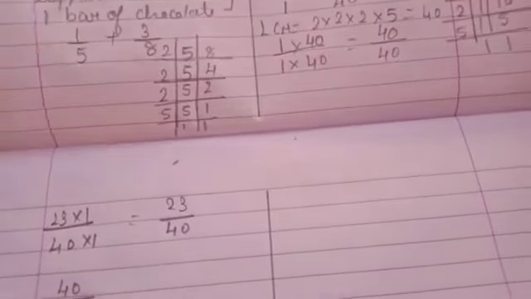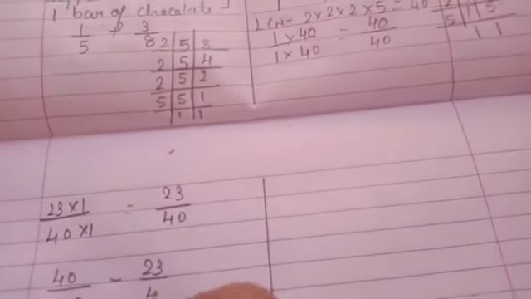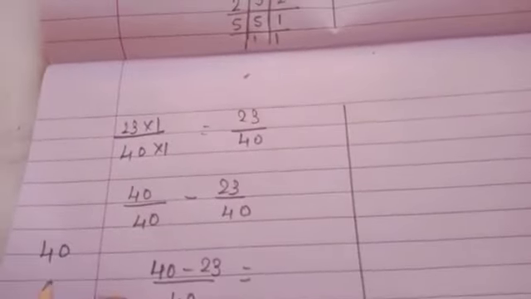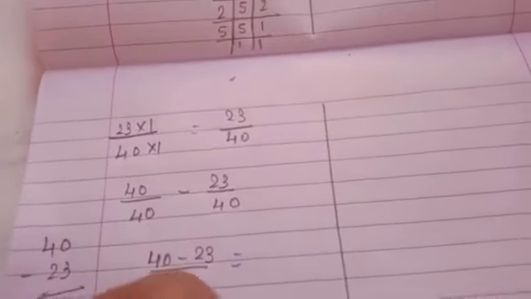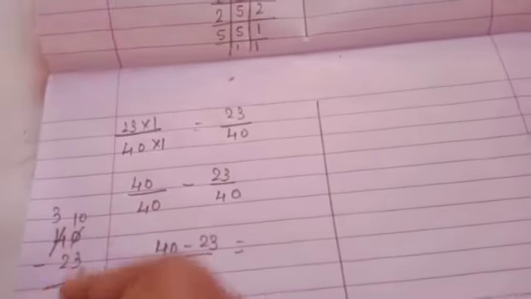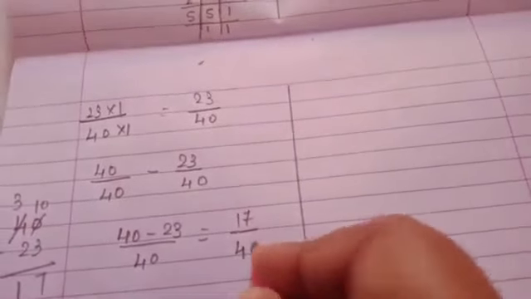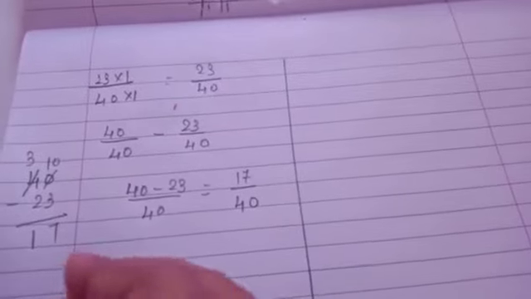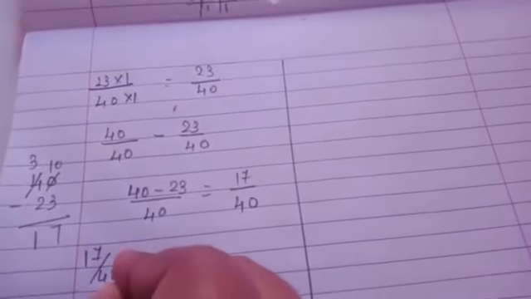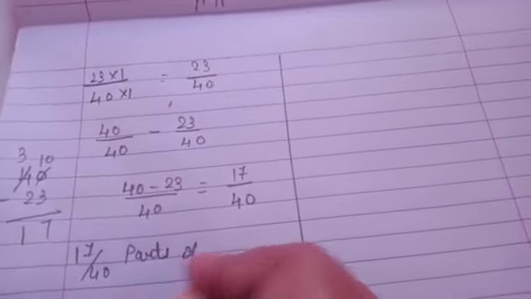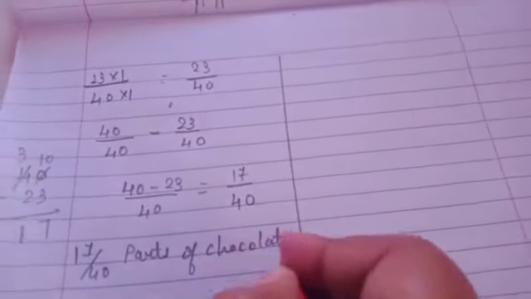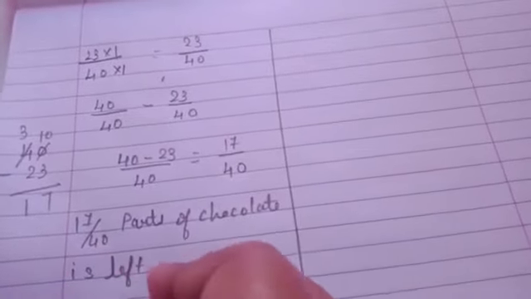So 40/40 minus 23/40. So we will write one common denominator 40. So 40 minus 23. So we will subtract 40 minus 23. So 0 minus 3 is not possible, so we have to borrow from 4. This 4 will become 3 and this 0 will become 10. So 10 minus 3, 7, and 3 minus 2, 1. So 17/40 parts of chocolate is left with Suman.